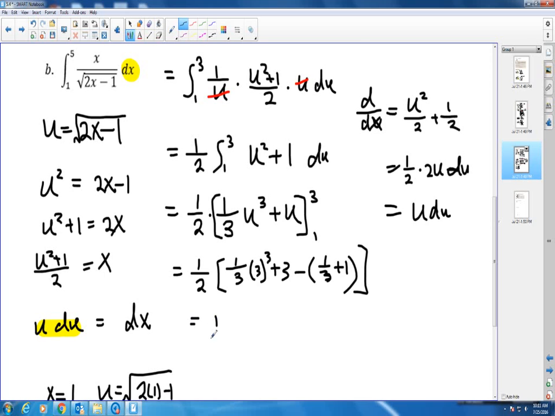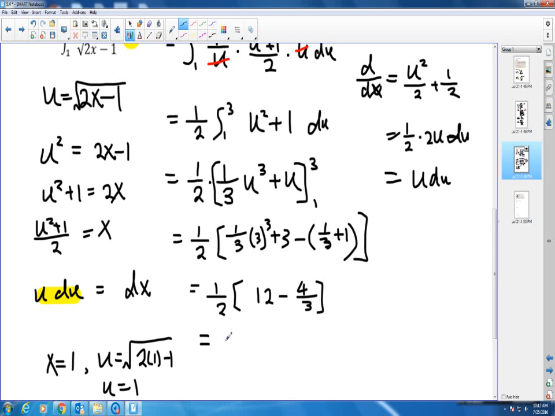So this becomes half times 27, 3 to the third is 27, 1/3 of 27 is 9. 9 plus 3 is 12. So that's 12 minus 4/3, which will give me this half multiplying 32 over 3. 12 minus 4/3 is 32 over 3, which, if I reduce it, will be 16 over 3.